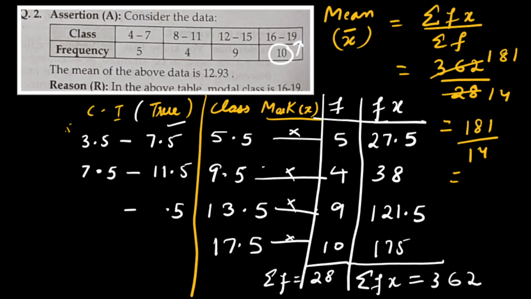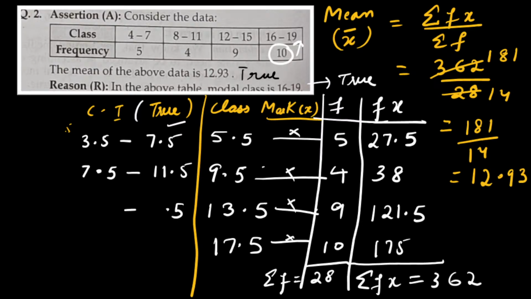12.92, as Yatin has given the answer. So 12.928. Okay, so 12.928 we can just write as 12.93, we can round it off. So that means the first one is also true here. The given mean is correct. R we already discussed that R is also true. So which option should be the correct answer for this one?